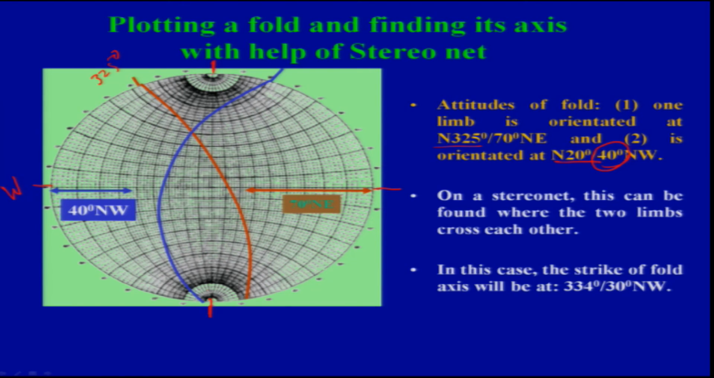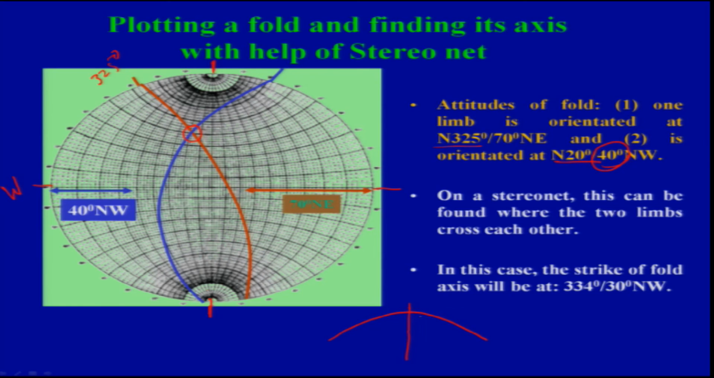So, you can bring it back, and then you see that the two limbs which you have drawn are not intersecting along the outer circle, they are intersecting within that. So, this means that it has some sort of an attitude. So, this is the fold axis, because when we were talking about the intersection, what we have drawn is the intersection of the two planes. So, this is your fold axis.